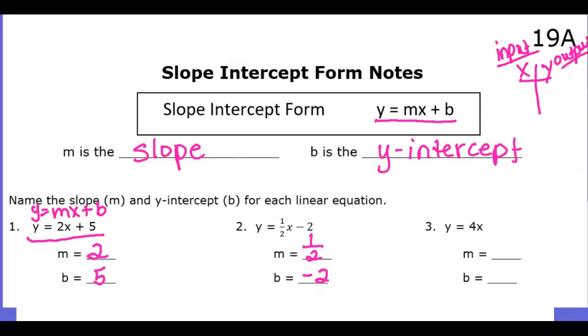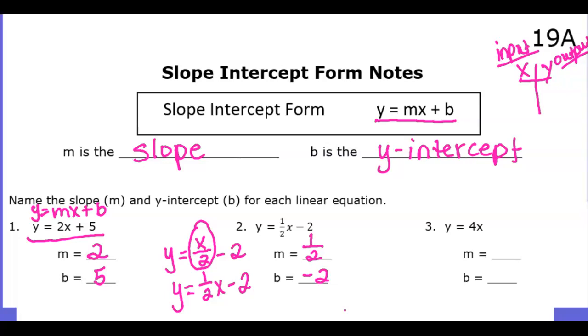All right, so I want to make special attention to the 1/2 x because you could actually see something like this where it's x divided by 2 minus 2. Okay, in that case, that's equivalent to y is equal to 1/2 x minus 2. So if you ever do see that, notice you can pull out the coefficient by simply putting a 1 over it. So it's equivalent to 1/2 x minus 2.